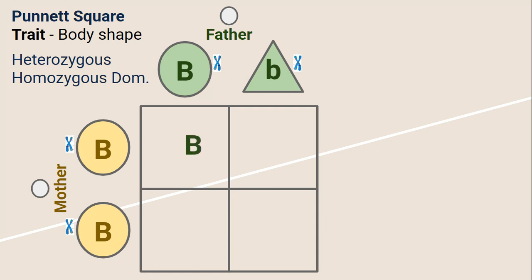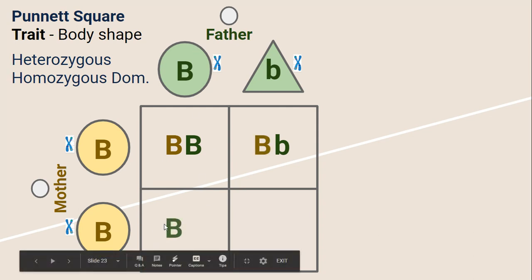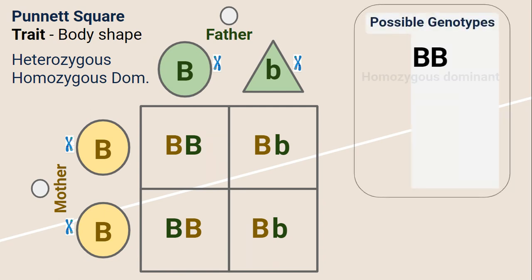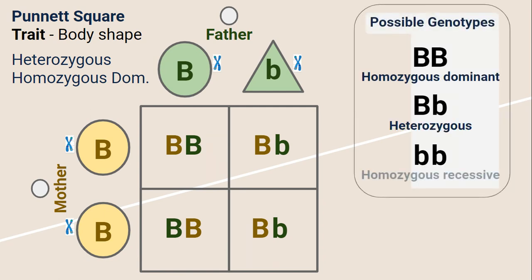Well, this monsterling could inherit the dominant from the father and the dominant from the mother, the recessive from the father and the dominant from the mother, the dominant from the father and the dominant from the mother, and again the recessive from the father and the dominant from the mother. Now you can see in this case, in terms of genotypes, we still have our three possible genotypes.